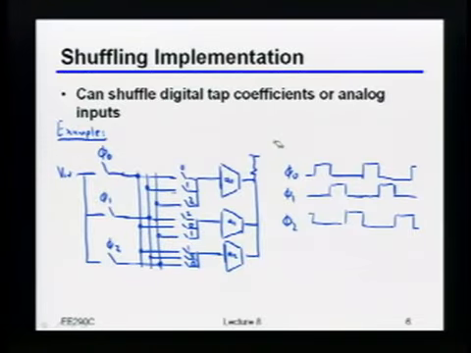Yeah. Okay, great. Yeah. So in the next one, do you have a mux at the output after that?